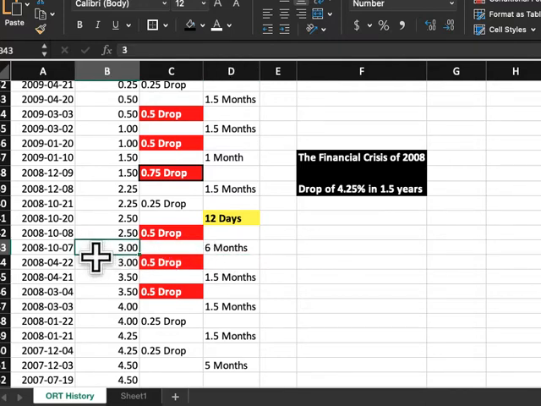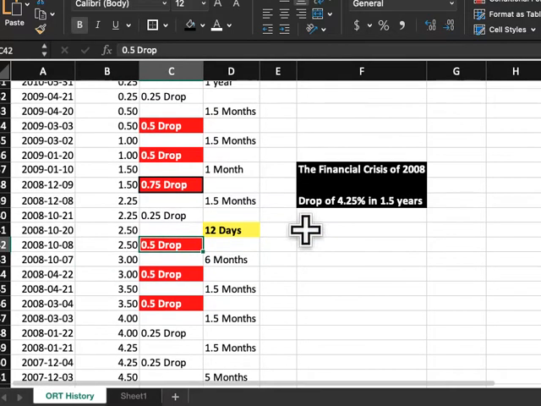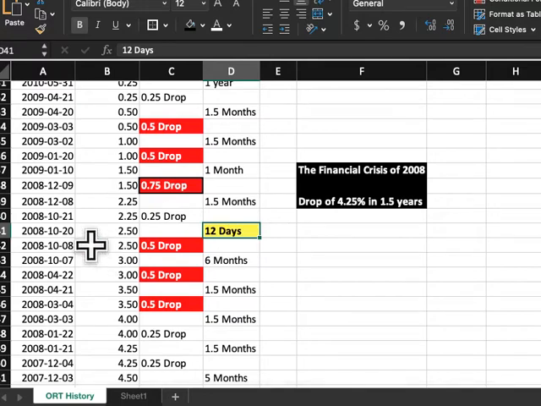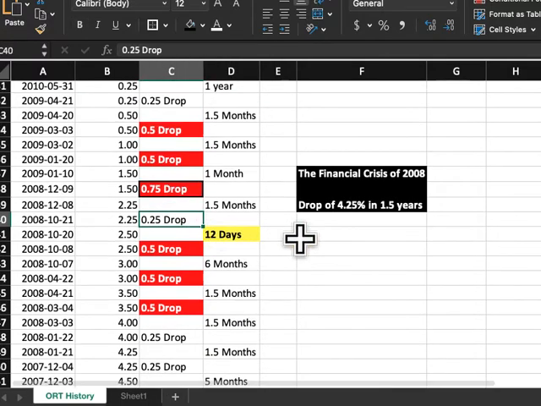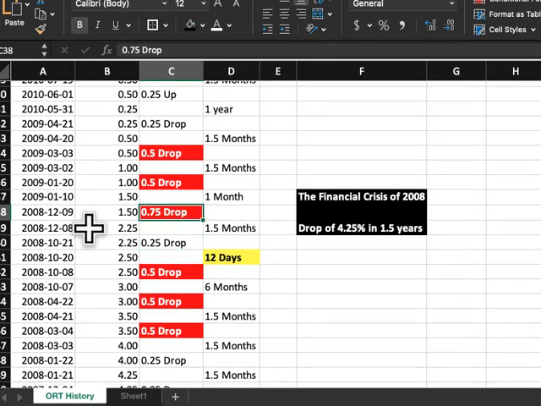That's not stable, but it's there. And then it dropped 0.5% again. And 12 days later, right? We're talking about 12 days, it dropped another 25 basis points. And then look here, 1 year later.